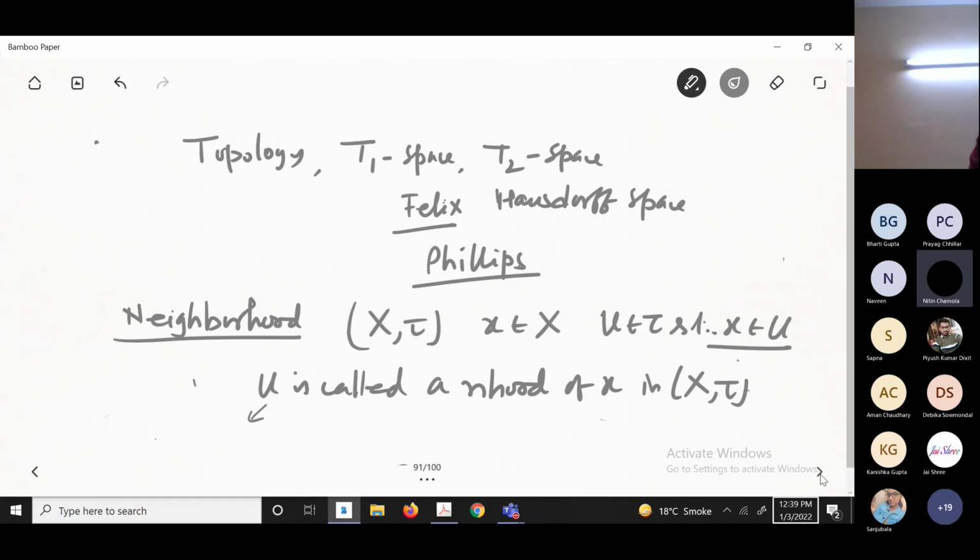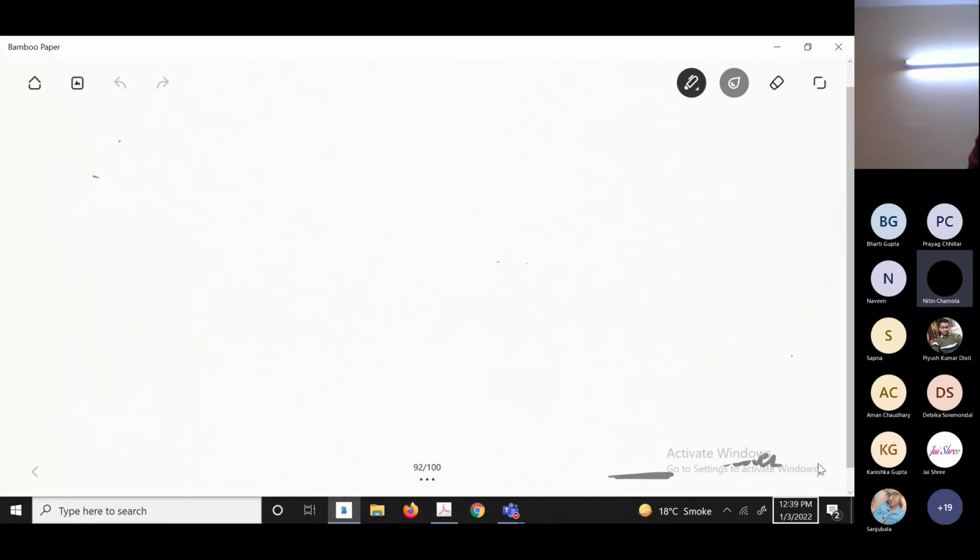Now, let me explain something. I am just giving a caution. If you're reading from some topology book and you find a definition of neighborhood, some authors take the definition of neighborhoods like this.